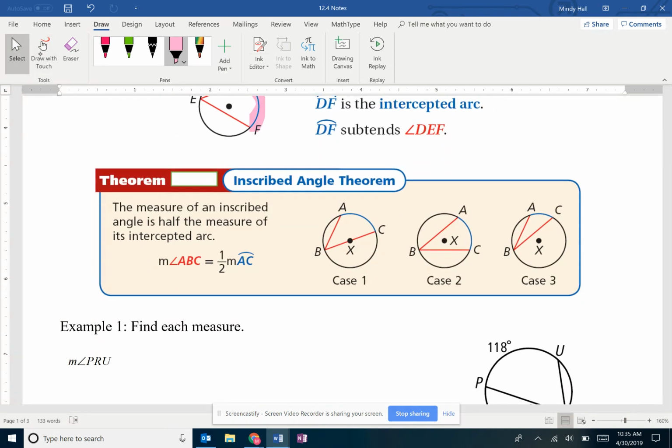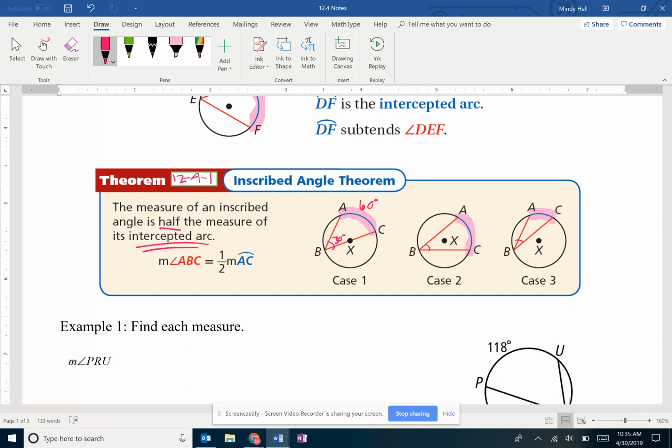So our first theorem, and if you want the number, it is 12-4-1. The measure of an inscribed angle is half the measure of the intercepted arc. If you notice with all of these cases, all of them have inscribed angles because all of the angles are on the side of a circle. So because of that, if you know your arc length, it's going to be half of that. Okay, so just a quick example of that. If this was, say, 60 degrees, then this one would be 30 degrees.